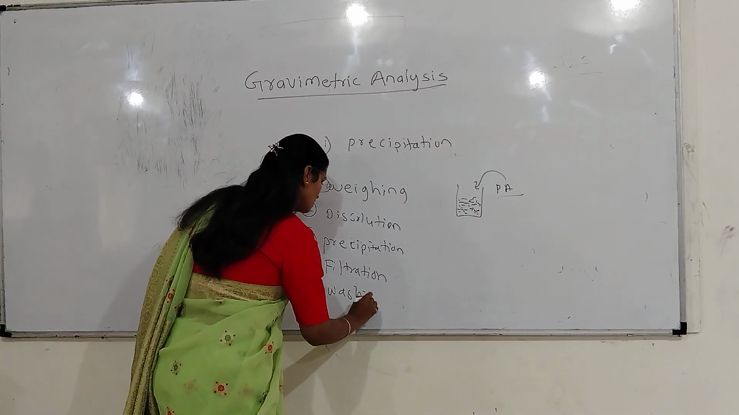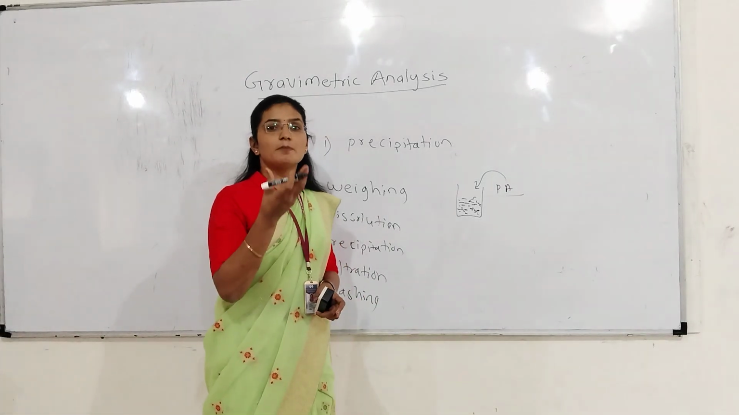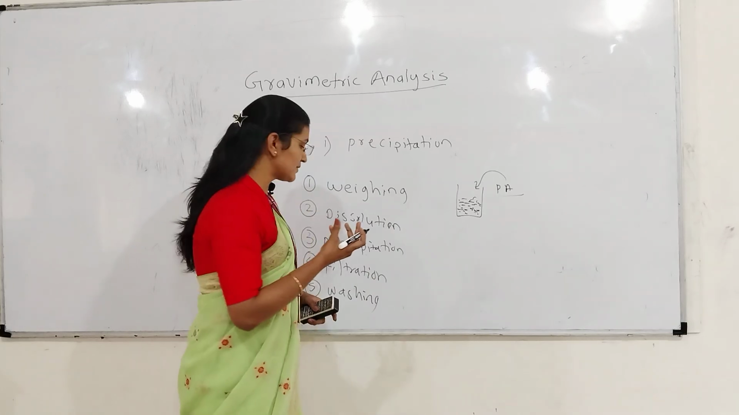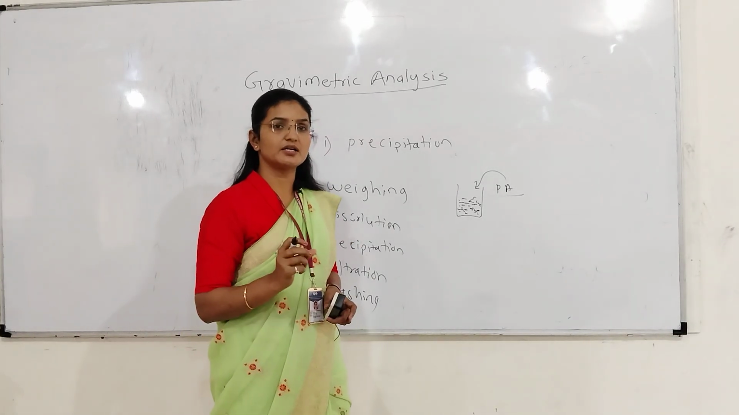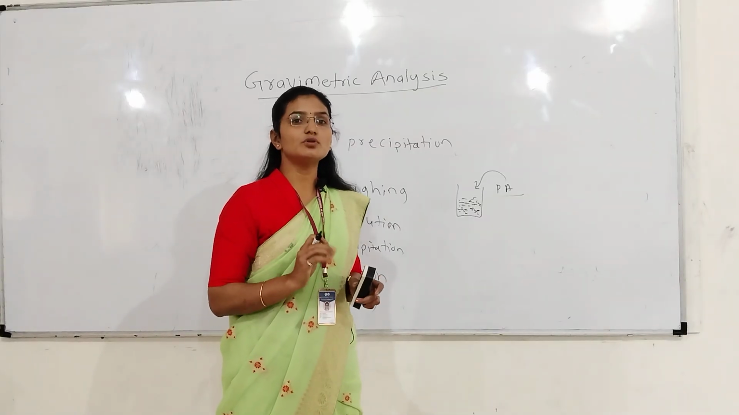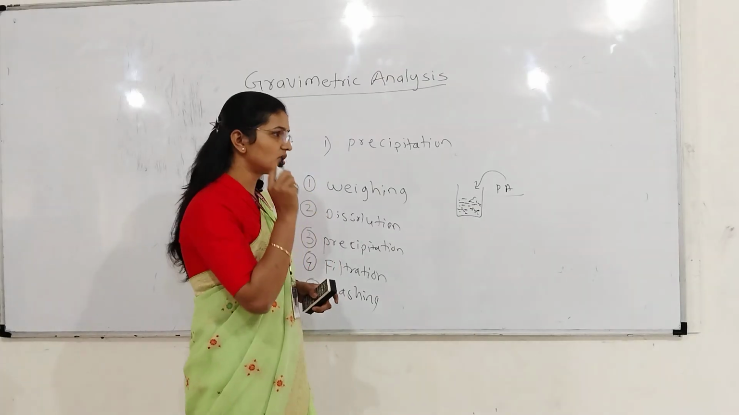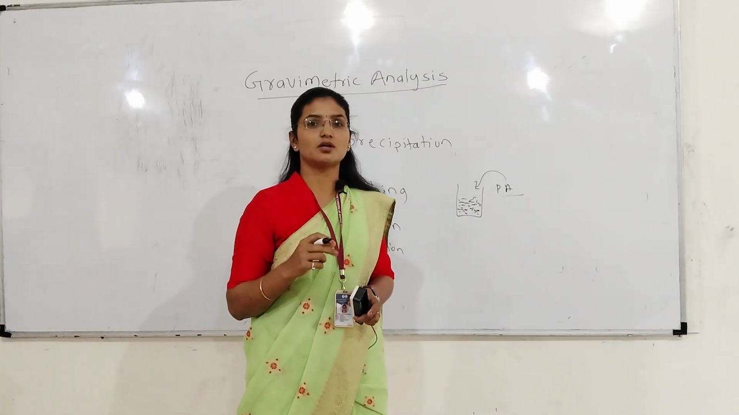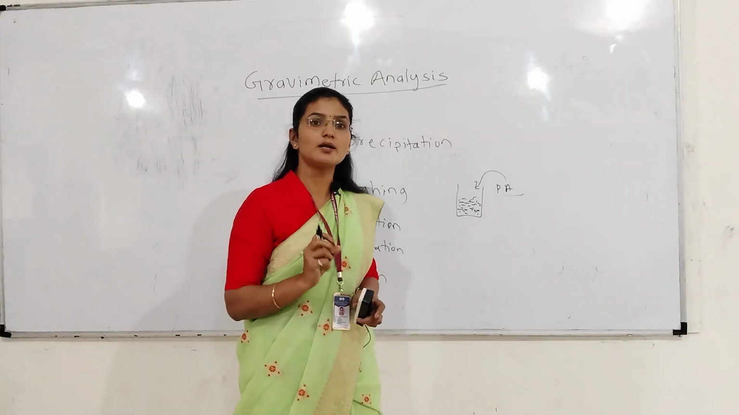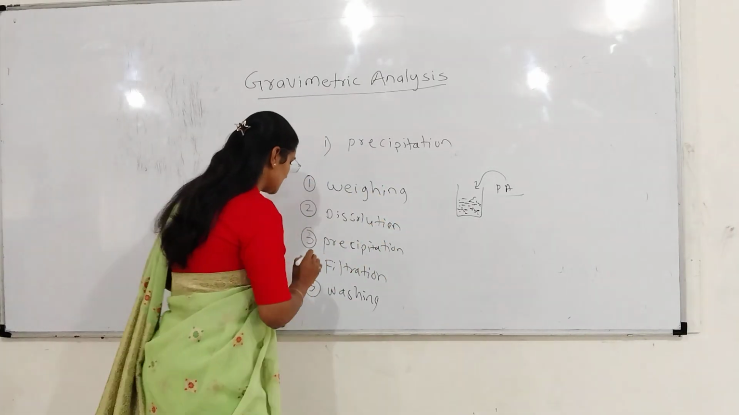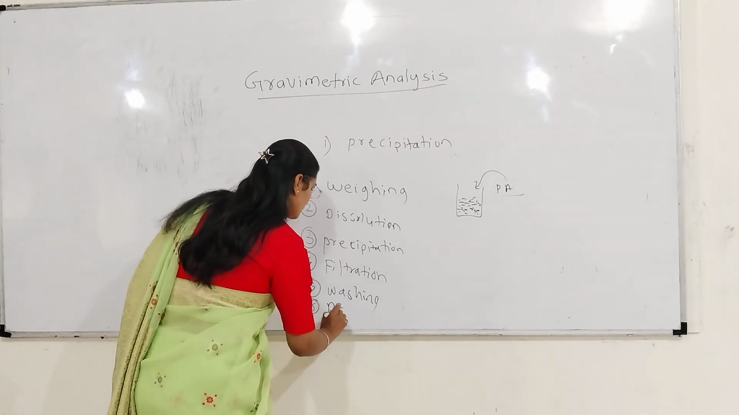washing. Washing is the fifth step. After filtration, you get the precipitate separated out. You have to wash your precipitate in order to remove the soluble impurities. For the washing purpose, you can use hot water or cold water or any other organic solvent which is suitable for your sample. And the sixth step is the drying or ignition.